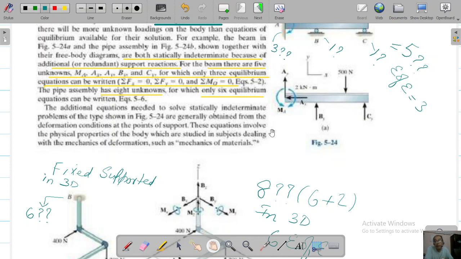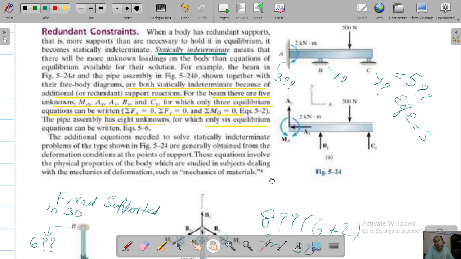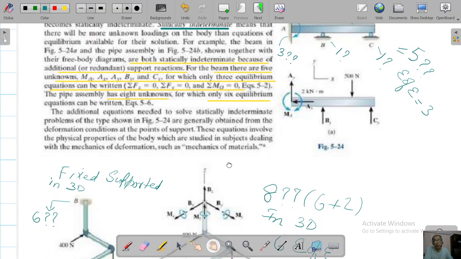When the system is over constrained, it is called a redundant constraint system. There can also be systems which are under constrained, which means you have fewer supports and more equations of equilibrium. Still, it is studied under redundant constraints. It will be under constraint. That is just for extra knowledge I am telling you.